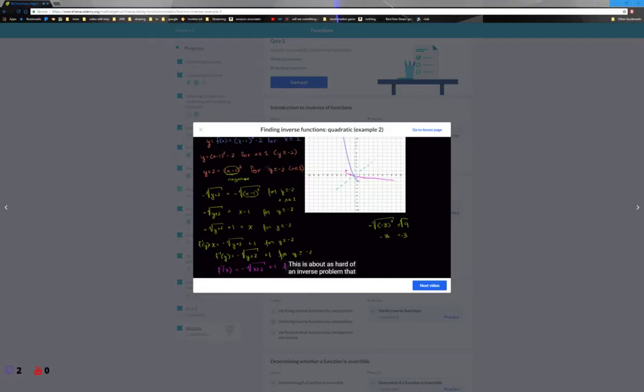This is about as hard of an inverse problem that I expect you to see, especially in a pre-calculus class, because it really is tricky to realize that you have to take the negative square root here, because the way our domain was constrained, this value right here is going to be negative. So to solve for it, you want to have the negative square root.